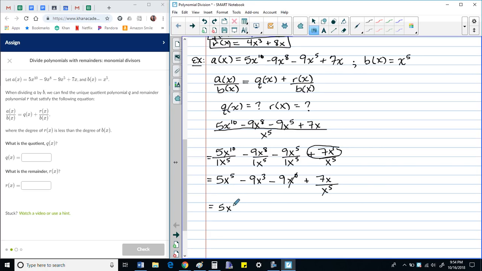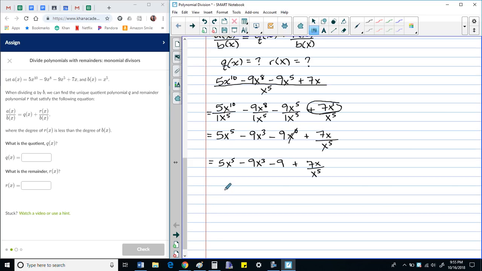5x to the 5th minus 9x cubed minus 9 plus 7x over x to the 5th. I highly recommend you use 2 lines for fractions, guys. All right, so my quotient, but you don't just give a space between each one here if you don't want to. It just makes it nicer looking for my note taking.